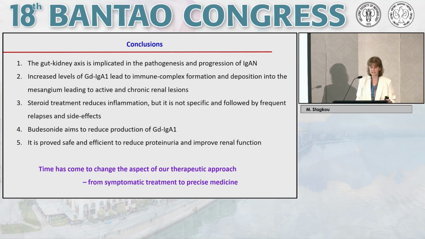And it seems that it is time for us not to aim at the histological damage, which is the result of the pathogenetic mechanism in IgA nephropathy, but to aim at the pathogenetic mechanisms and the increased production of deficient glycosylated IgA. And this is for me.